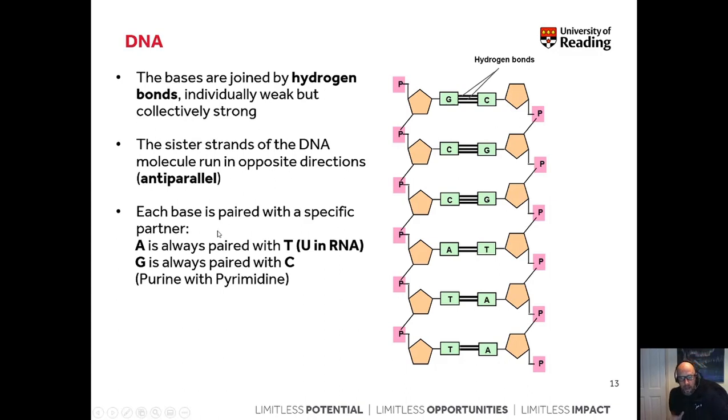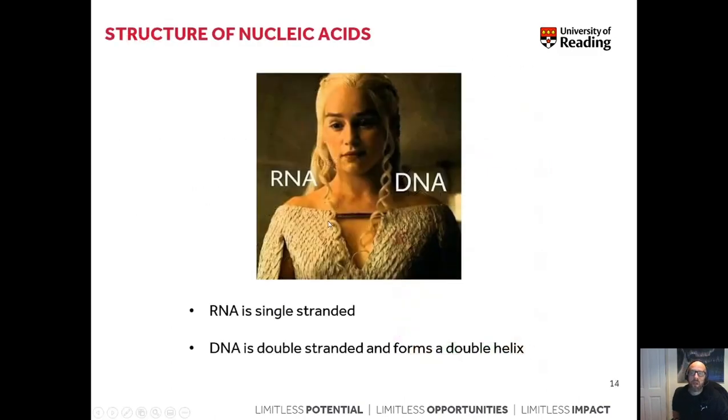And within DNA, each base is paired with a specific partner. So in DNA, A is always paired with T and G is always paired with C. In RNA, this is slightly different because A is paired with uracil instead of T. Good. So what are the main differences between RNA and DNA? In human cells, usually RNA is single-stranded. In contrast, DNA is always double-stranded and forms a structure called a double helix, which was discovered by Watson and Crick.